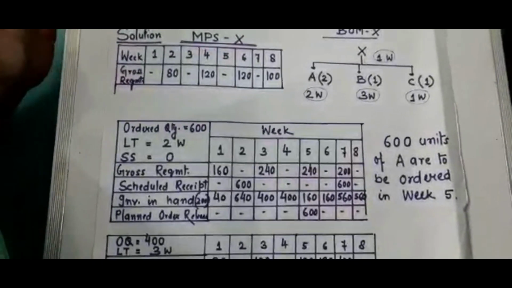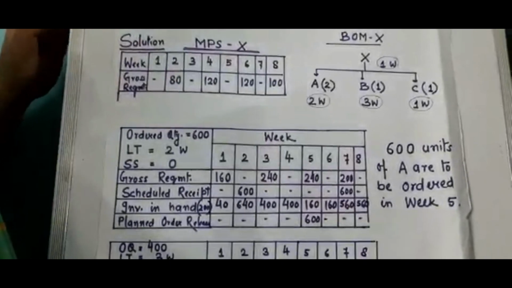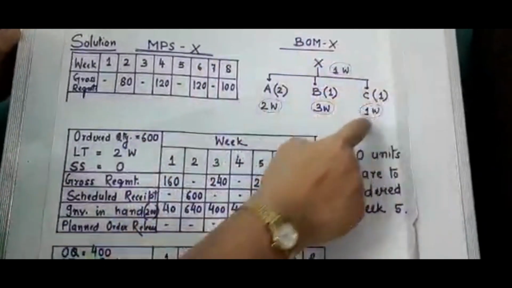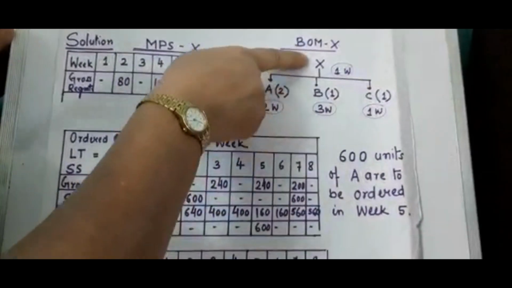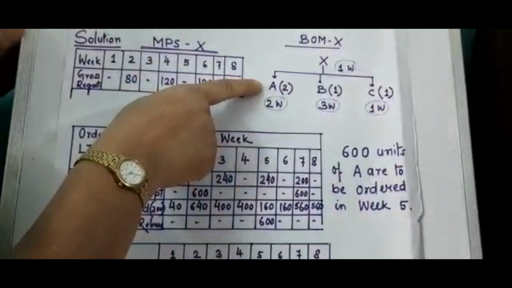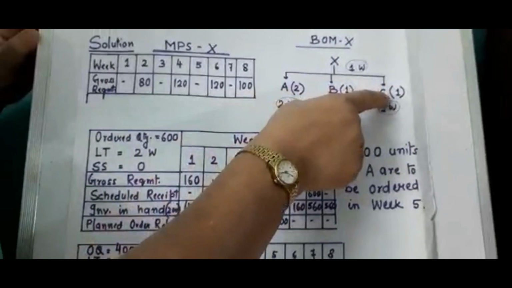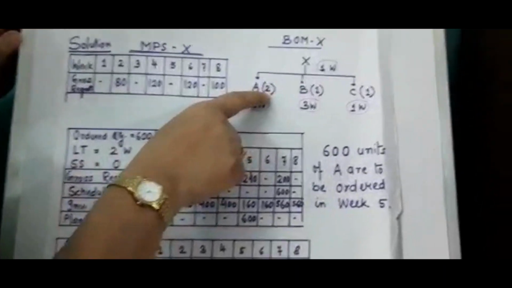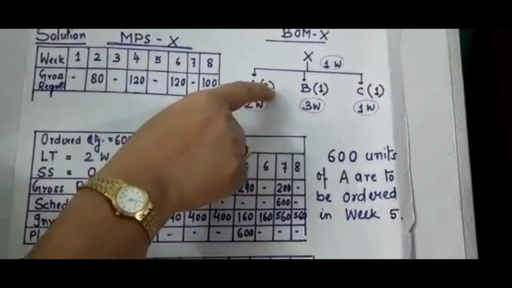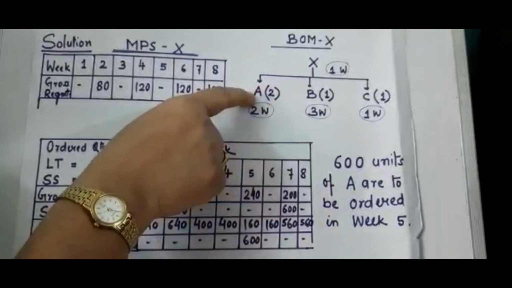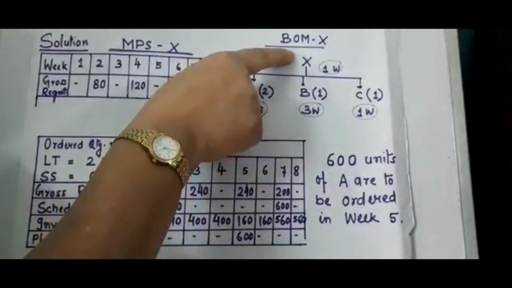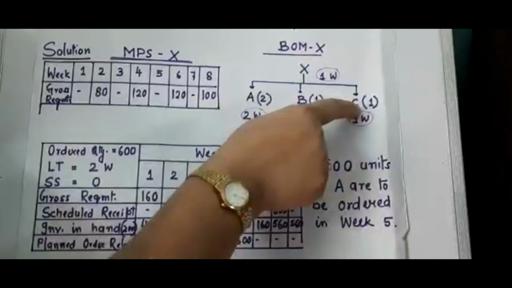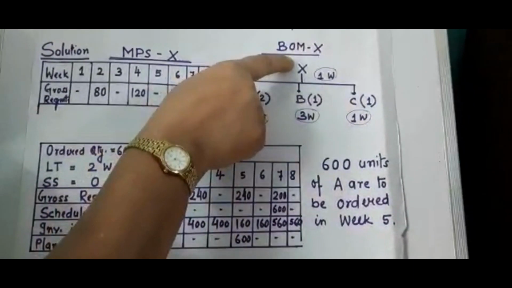Now let's make the bill of material based on the information given in the problem. Here is the bill of material for product X, as you can see here. Now X is the finished product. It is composed of 2 units of A, 1 unit of B and 1 unit of C. It's given in the problem, right? As I have told you, the figure in the parenthesis tells us how many units of that particular component go into making 1 unit of the finished product. So 2 units of A, 1 unit of B and 1 unit of C are required to produce 1 unit of X.